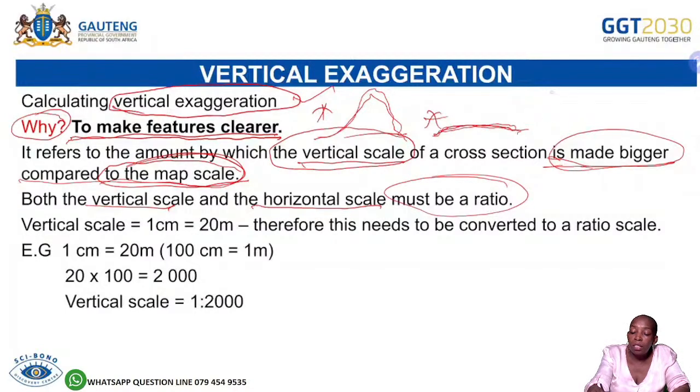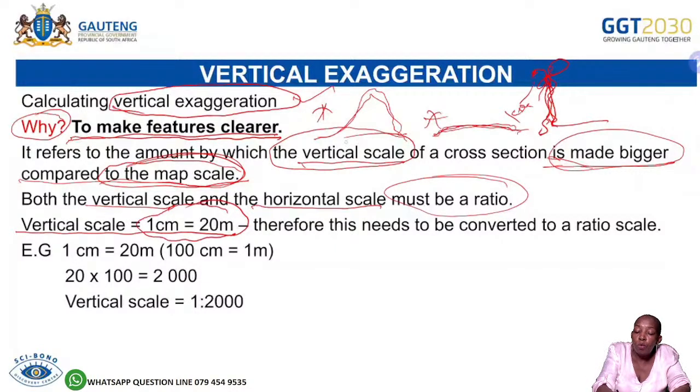So if you have a cross-section, it would be showing the vertical scale of 1 centimeter equals 20. For an example, when you look at the vertical scale of a cross-section, it will be indicating that 1 centimeter is equal to 20 meters. So meaning when this cross-section is drawn, for every 1 centimeter that is indicated here, it represents what?